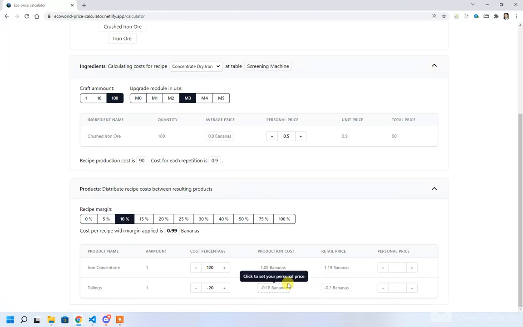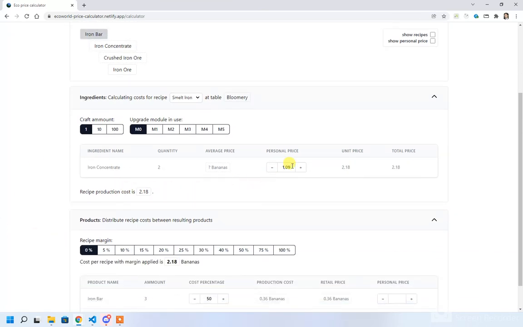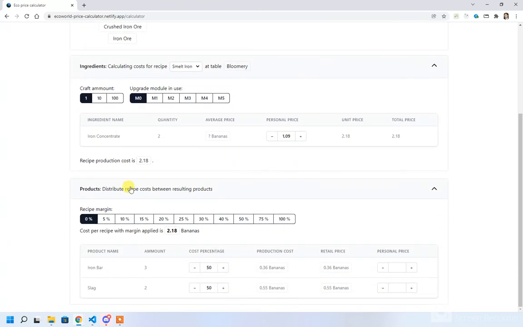That will give me a cost of 1.19 bananas. Maybe it's a little too much, so maybe just iron concentrate at 110, so 1.09 bananas for each iron concentrate, and that is going to be the price used here when calculating the iron bar, where I do the same again over here.